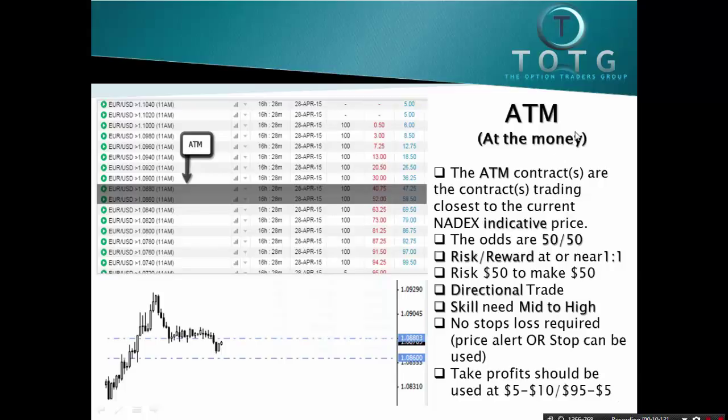Take profits are pretty much essential on these. Again, you only have a 50% chance of your desired outcome here. I'm going to get more into the probabilities in just a second.